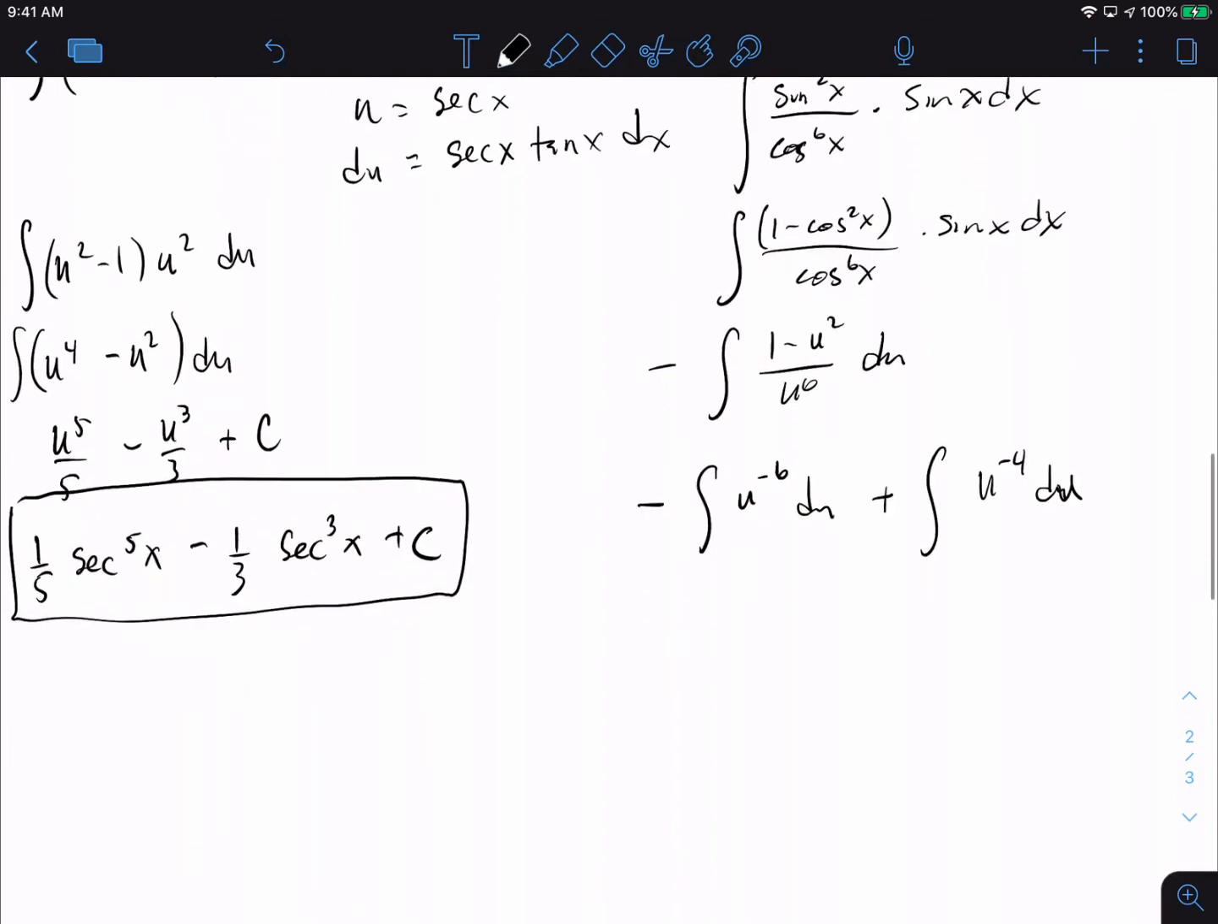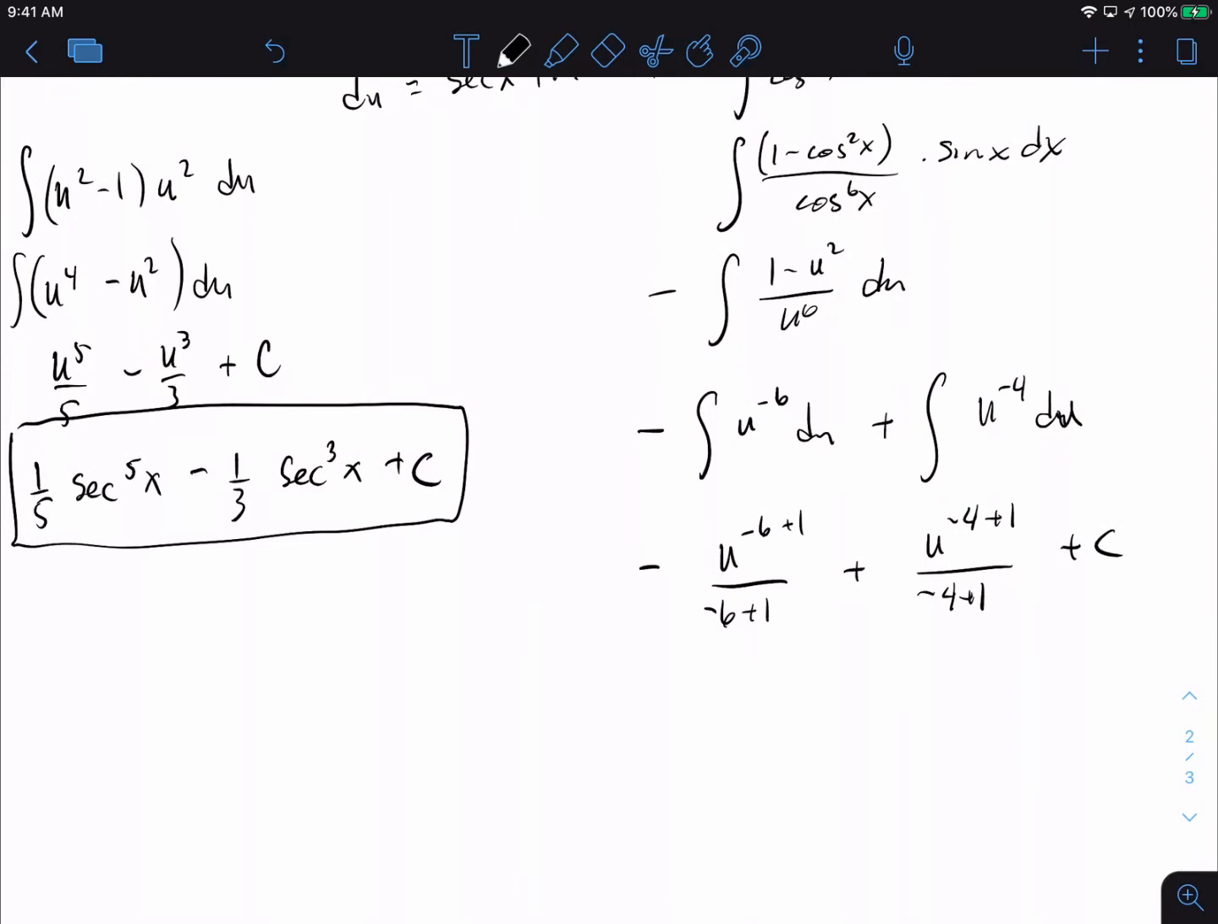Yeah. Okay, so then when we do the integral of this, I'm going to have the negative out front. I'm going to have negative 6 plus 1 over negative 6 plus 1, plus u to the negative 4th plus 1 over negative 4 plus 1, plus some constant c. That's going to give me a positive 1/5 u to the negative 5 minus 1/3 u to the negative 3 plus c.